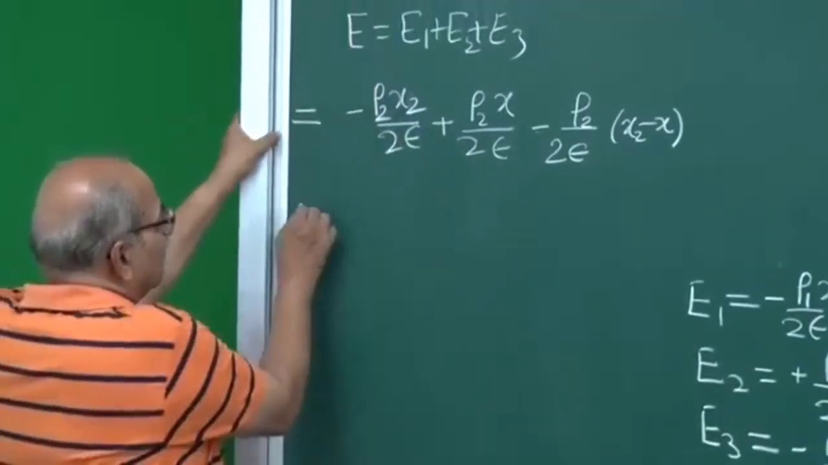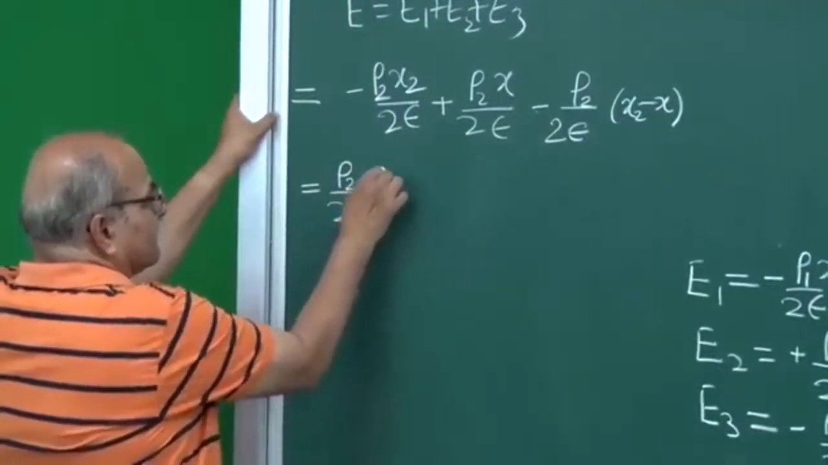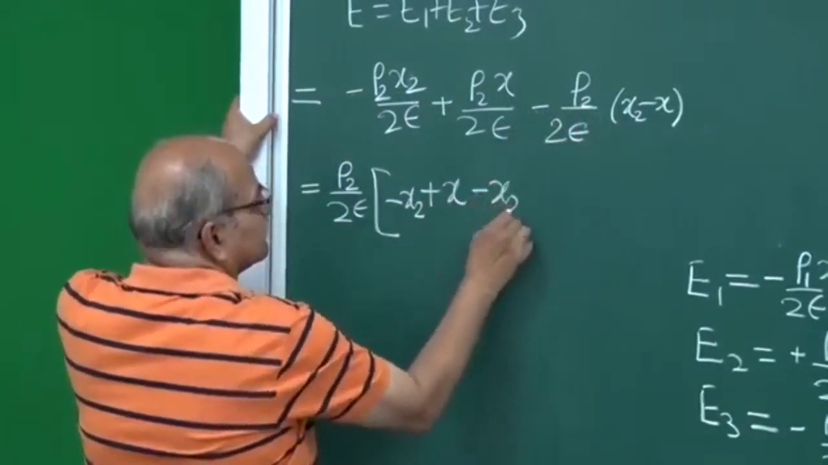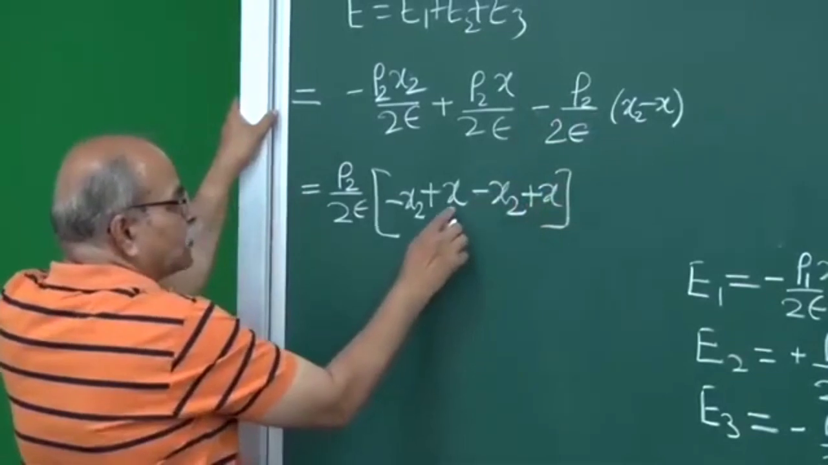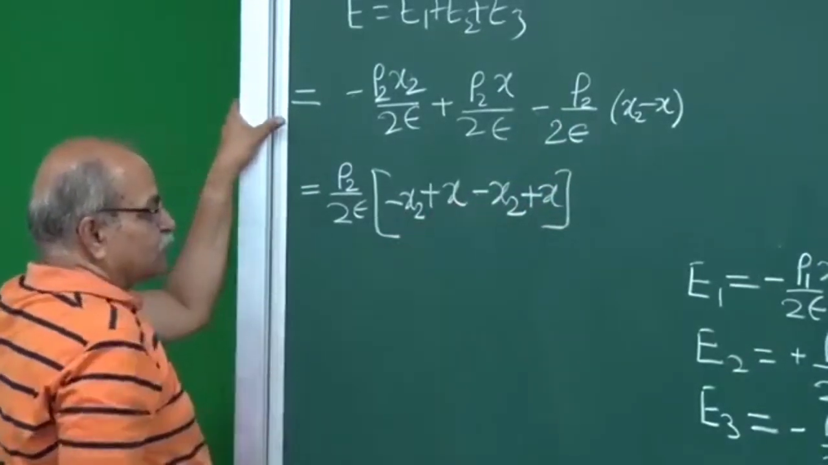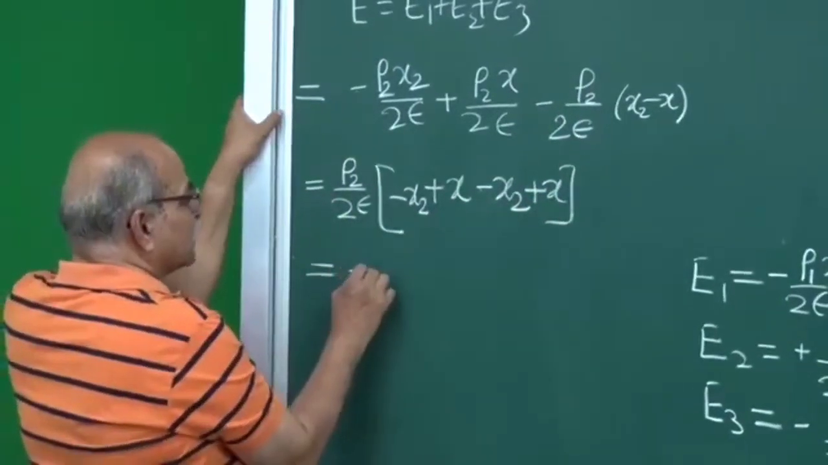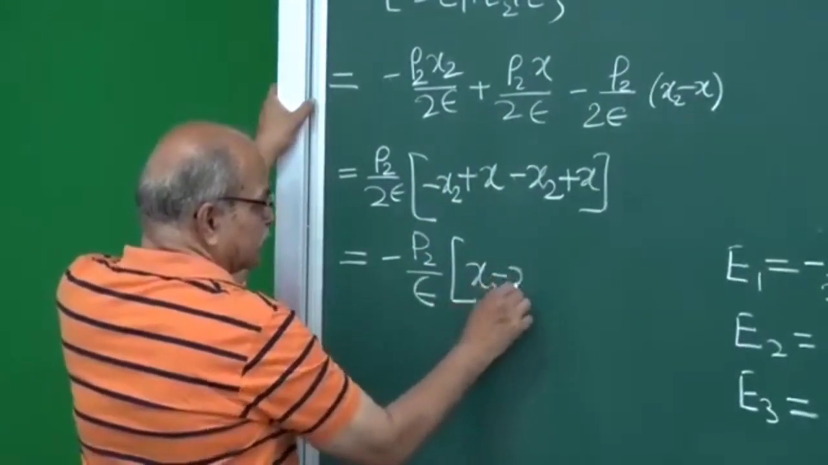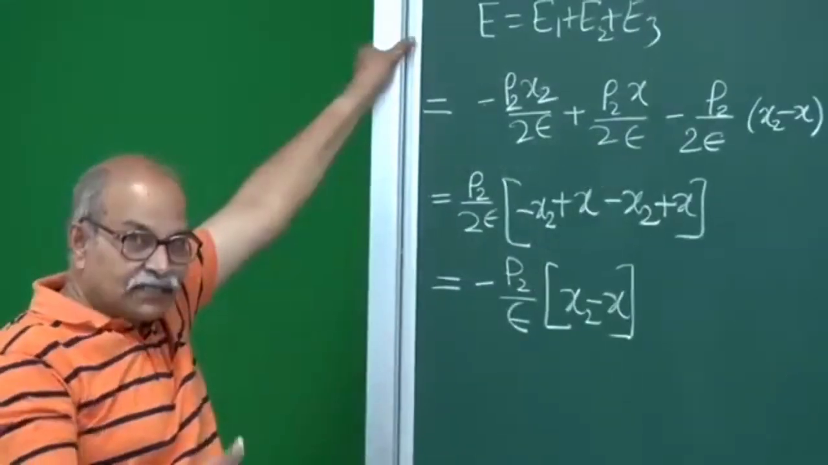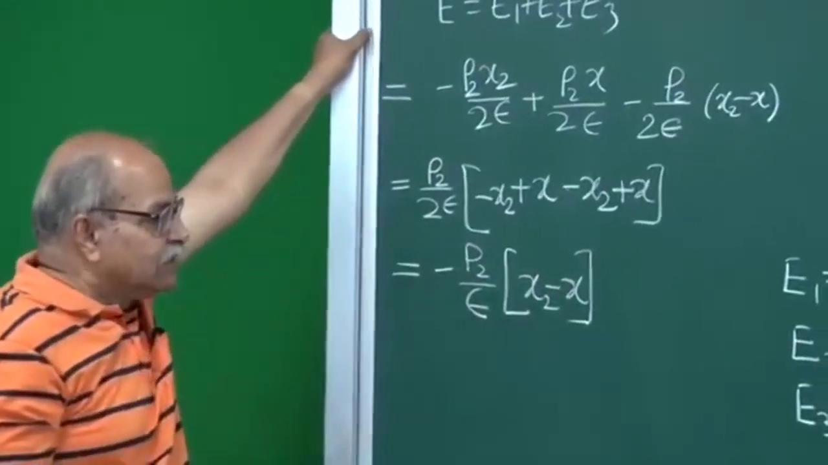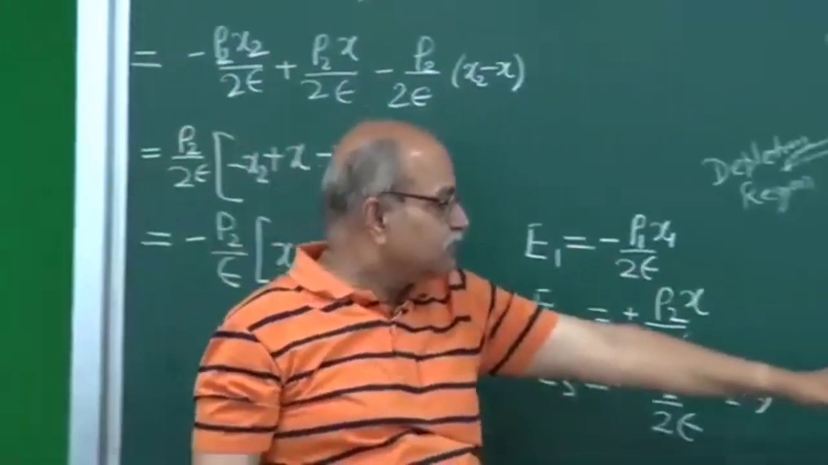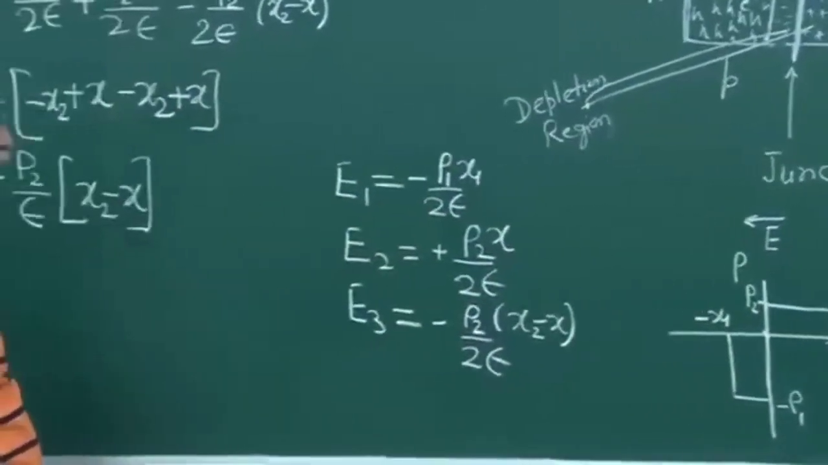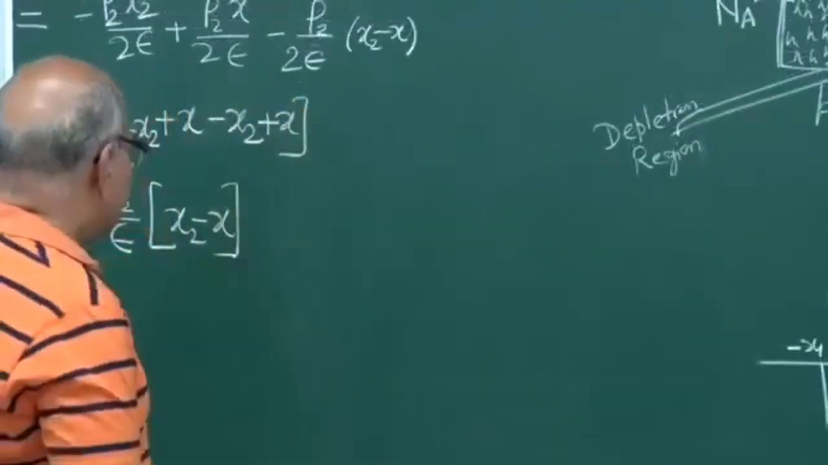So you see ρ2 over 2 epsilon is common, I can take it out. What is left? Minus x2 plus x, then minus x2 and plus x. So 2 times x and minus 2 times x2. So you can put minus sign outside, minus ρ2 over 2 epsilon, because that 2 can cancel. Okay, and then you have x2 minus x. Since x2 is greater than x, that's why I am writing x2 minus x and a minus sign here. So if I plot for electric field, here is the plot for charge density. If I make a similar plot for electric field as a function of x, taking towards right as the positive, how will it look like? It will be like this.